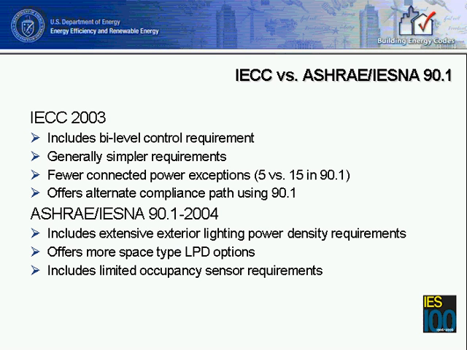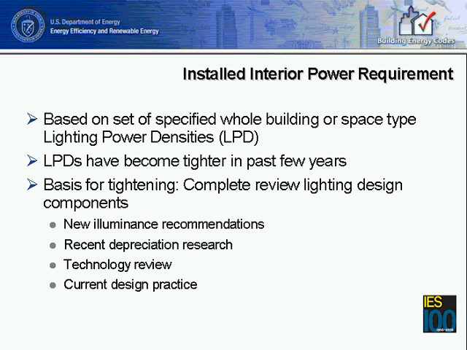The IECC code also offers an alternate compliance path using the ASHRAE 90.1 standard itself. The ASHRAE standard includes an extensive list of exterior lighting power requirements, which is not in IECC at this moment. Another difference is that it offers more space types than IECC. Again, IECC is a little simpler in that respect. The current ASHRAE code also offers some limited occupancy sensor requirements that are not currently in IECC.